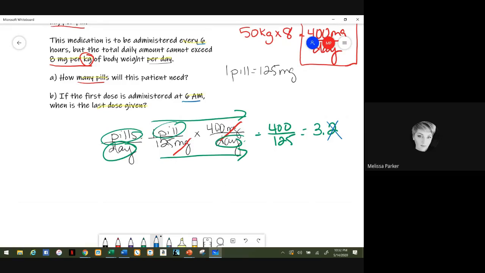We're starting at 6 a.m. So if I start at 6 a.m. and I give one tablet, then the next dose is going to be 6 hours later. So 6 hours later would be 12 o'clock. And then 6 hours later after that would be 1800. Okay, so then the last dose is going to be at 1800.